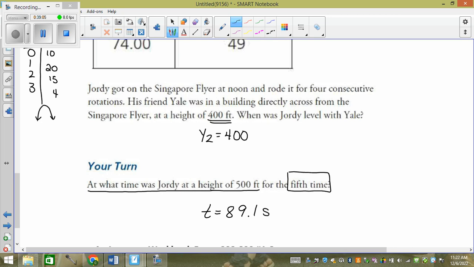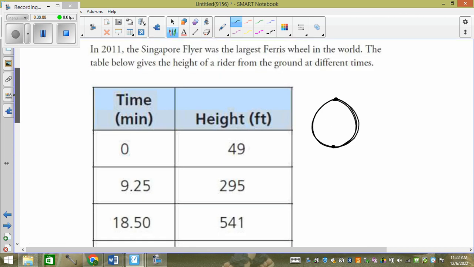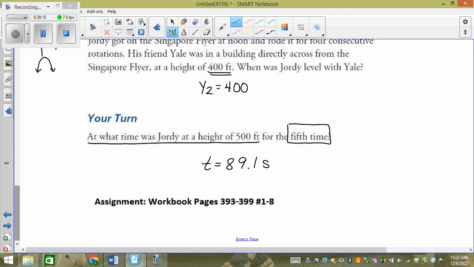Seconds or minutes? No, it's not. That is actually minutes.